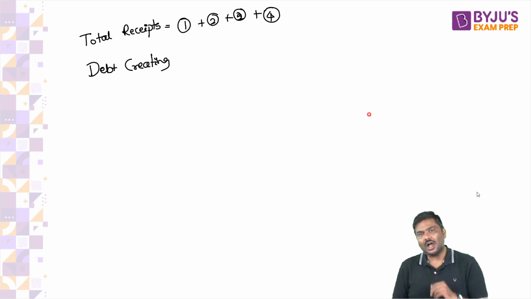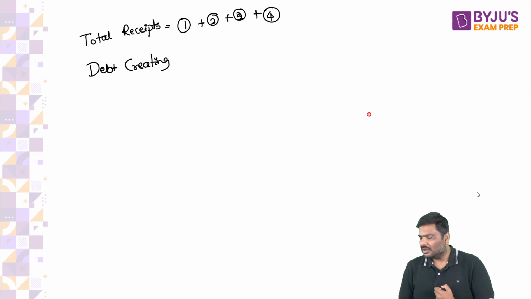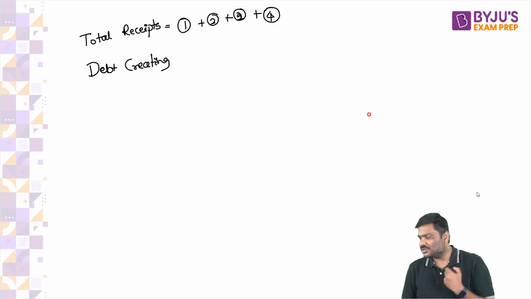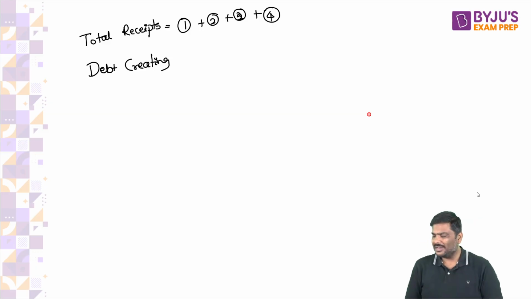Anybody has a doubt how 1 plus 2 plus 3 plus 4? Let me know. Does anybody have a doubt how can I say total receipts is 1 plus 2 plus 3 plus 4? Arey Baba, listen, no? Right? Wake up now. Wake up.